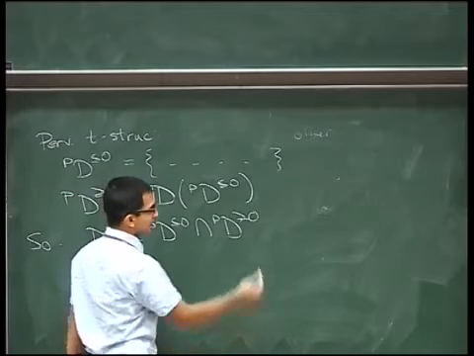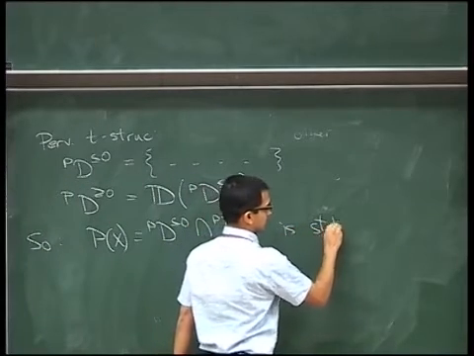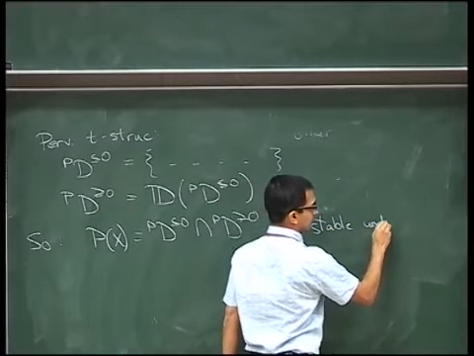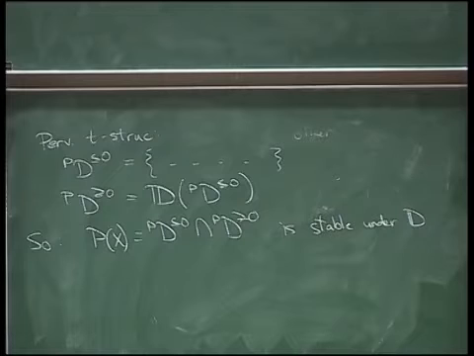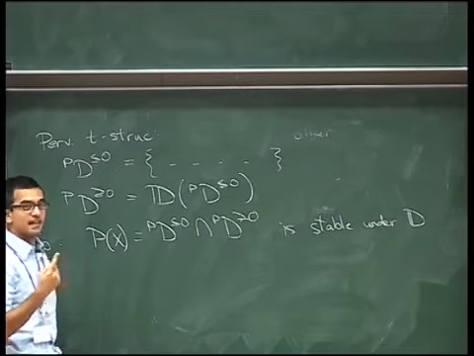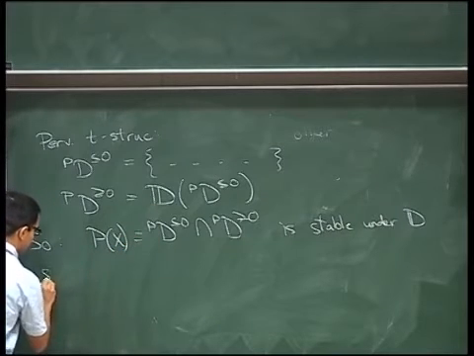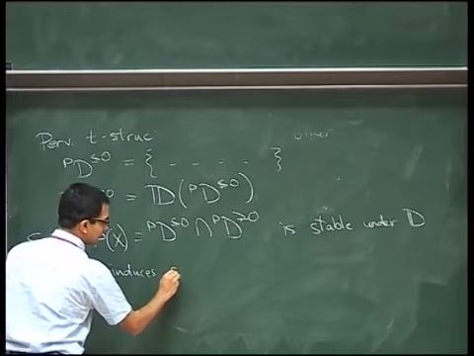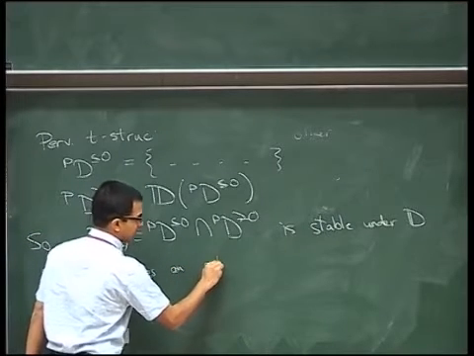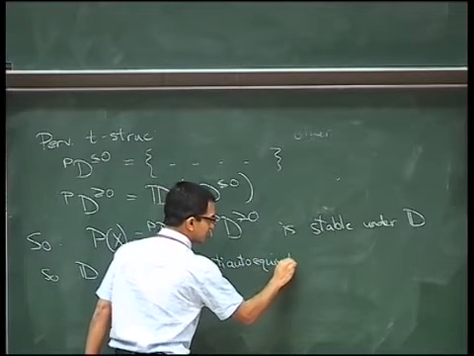is stable under the duality functor. So the duality functor is an anti-equivalence of categories of the whole derived category with itself. But since this is stable under it, that means that D induces an anti-auto-equivalence of the category of perverse sheaves.